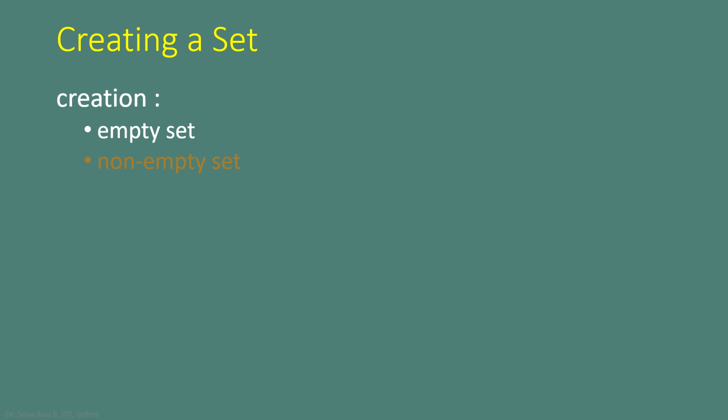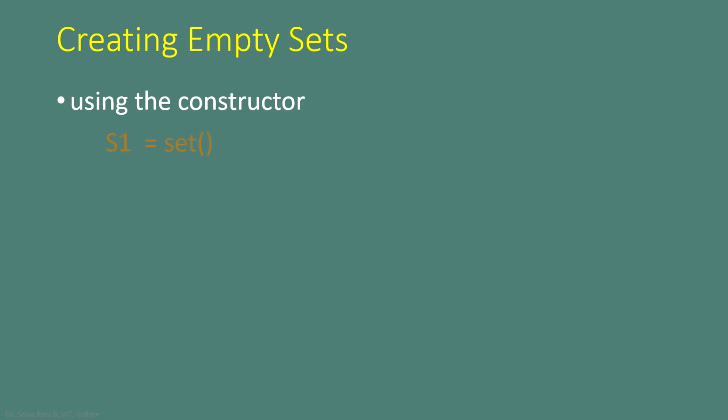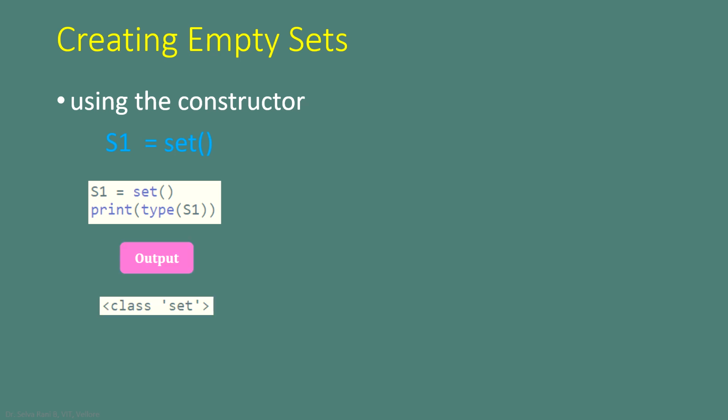Next, creating a set. How to create an empty set and a non-empty set. Creating empty sets. Empty sets means we won't be having any element in it. This can be constructed with the help of the constructor set. S1 is equal to set() is the constructor which will create a set with no elements in it. If we display the data type of S1, we'll be getting the output class set.